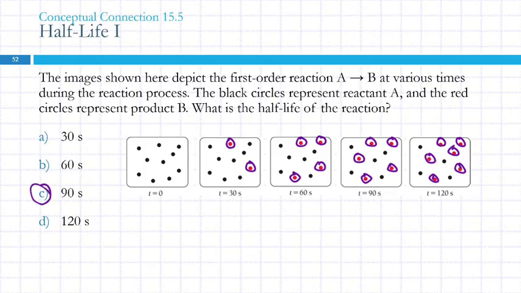Any questions? Yeah. Can you explain that again? Yes. What I'm looking at, I'm thinking about the definition of half-life. Half-life is the time for the concentration to be cut in half. So here's my original concentration represented by 10 circles. So I'm looking for 5 circles left. Thank you for asking. Anybody else? Questions?